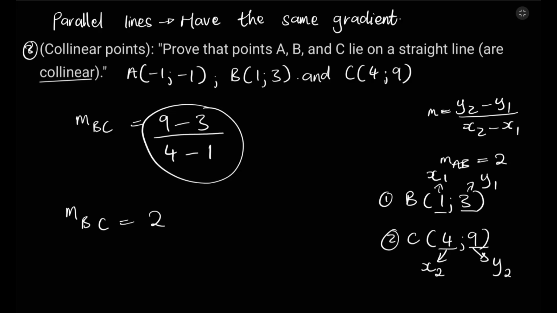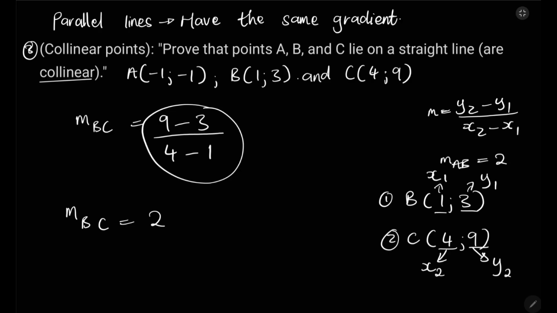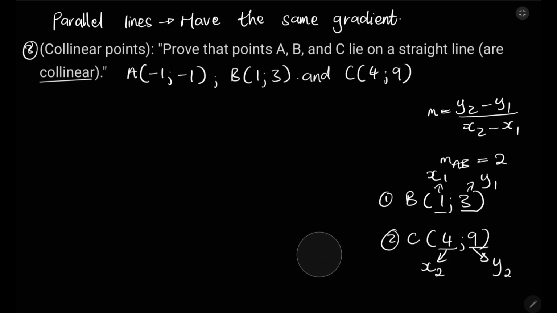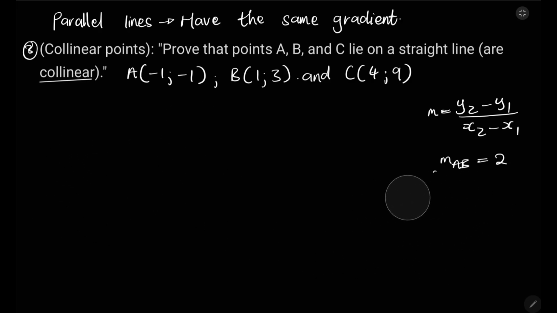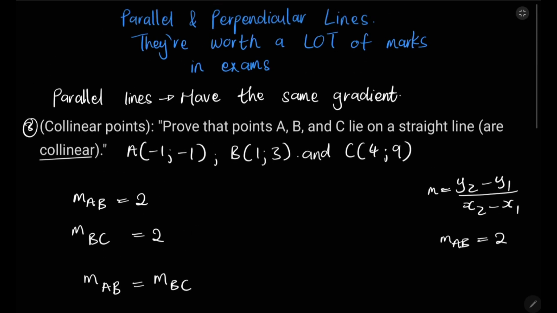Punch this in your calculator, and your answer will be 2. So you've done all these workings on your paper. I'm just erasing this so that I can make some space. You had the gradient of AB as 2 and the gradient of BC as 2. So when you state a conclusion, we'll say the gradient of AB is equal to the gradient of BC. That's all that you have to do.